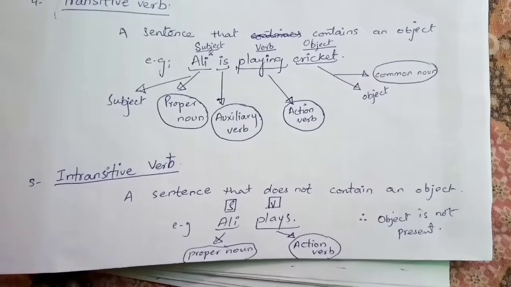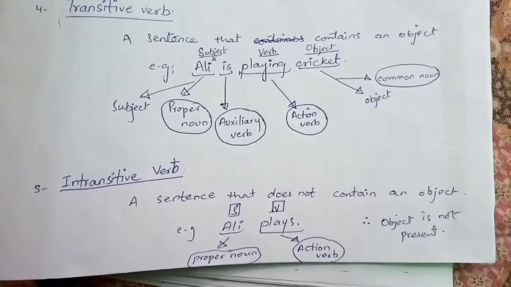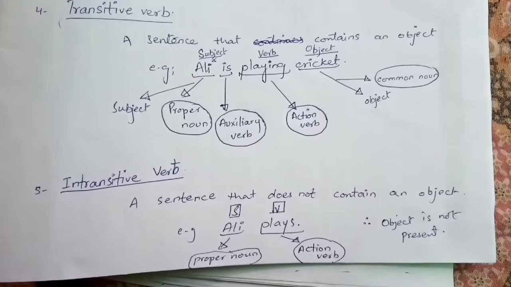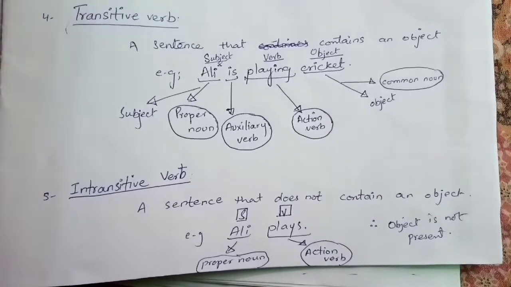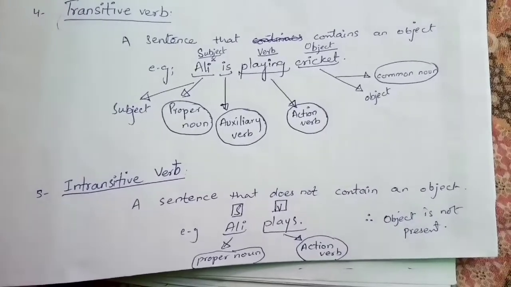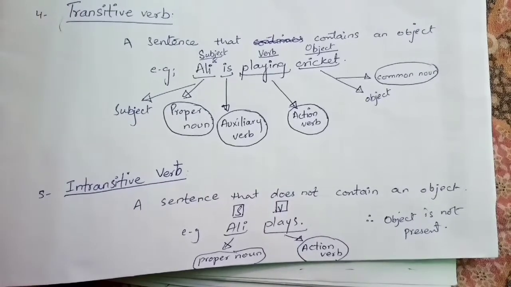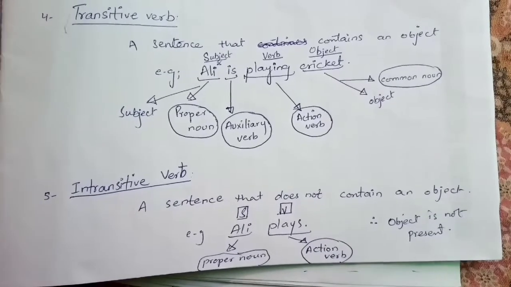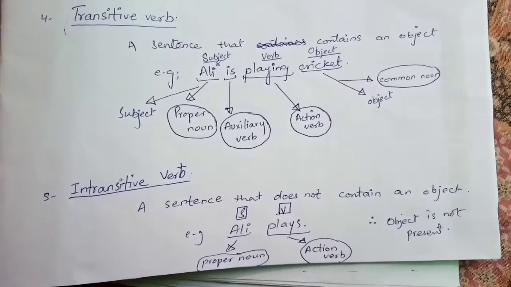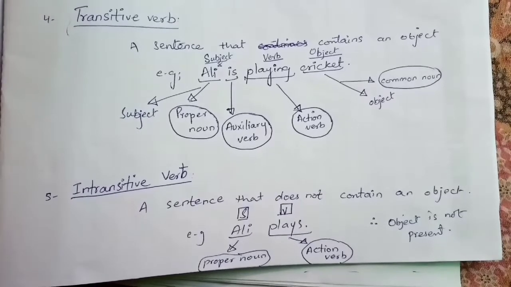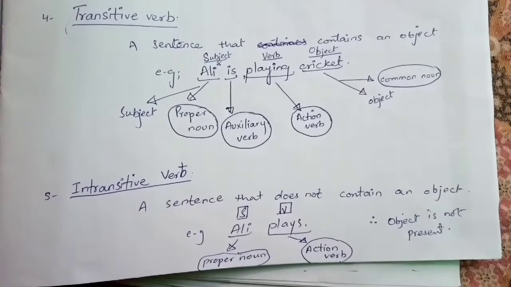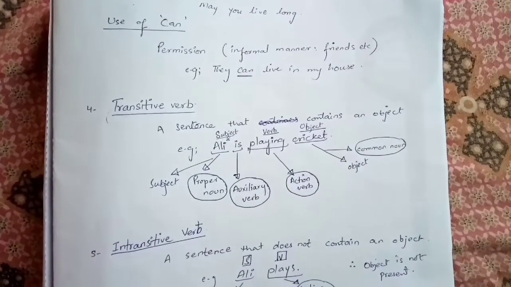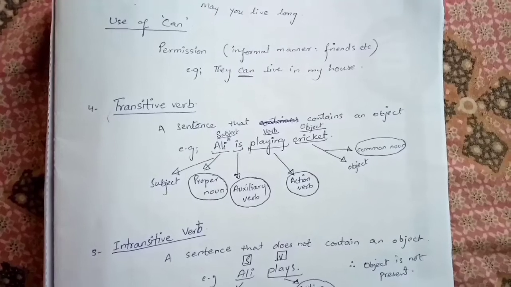Intransitive verb is totally opposite to transitive verb. A sentence that does not contain an object has an intransitive verb. For instance, if I say Ali plays, but over here you don't know what he is playing. This sentence only contains subject and verb. So it is an intransitive verb because you don't know what he is doing or what he is playing. Hope the whole concept of verb and types of verb is clear to you.